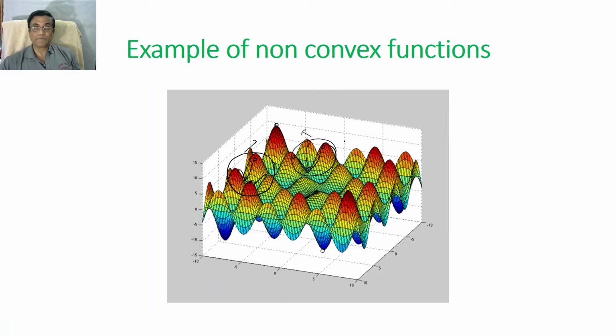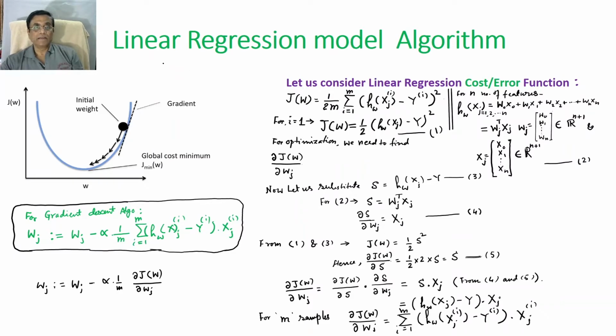So these types of functions are not so good for running the gradient descent algorithm because of the chance of getting trapped in local optima. But we have strategies to apply the gradient descent algorithm even in such functions. We will discuss that. This is not our discussion today. Let us concentrate on the linear regression model algorithm, right?